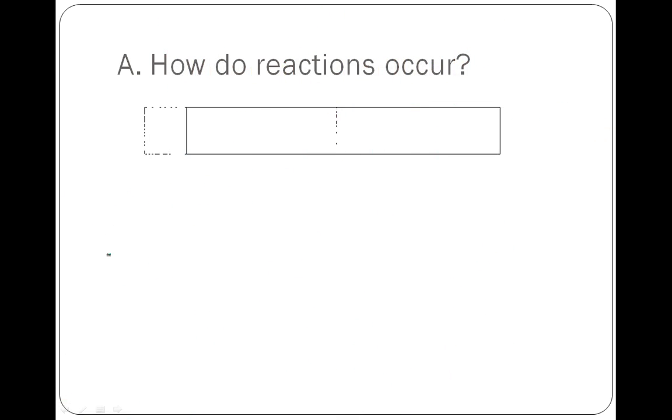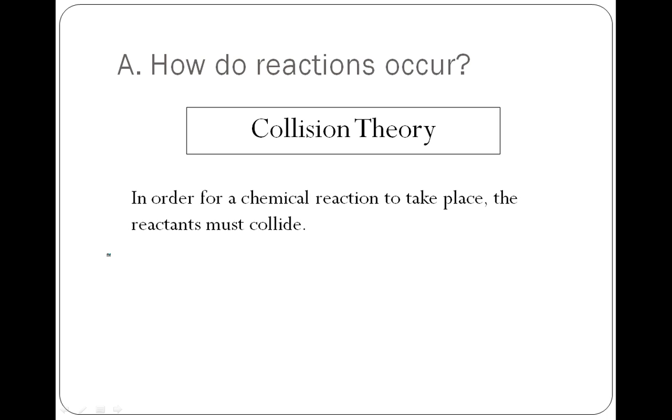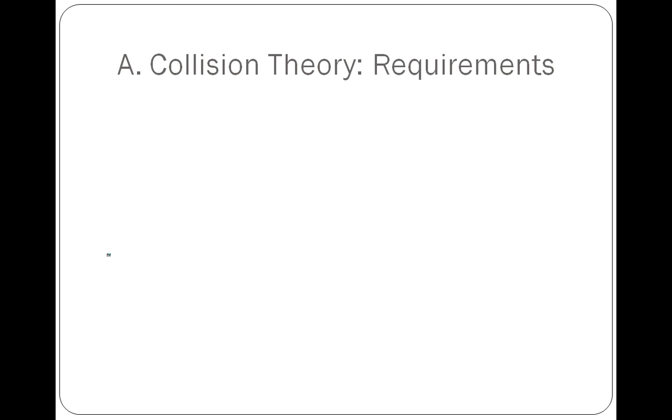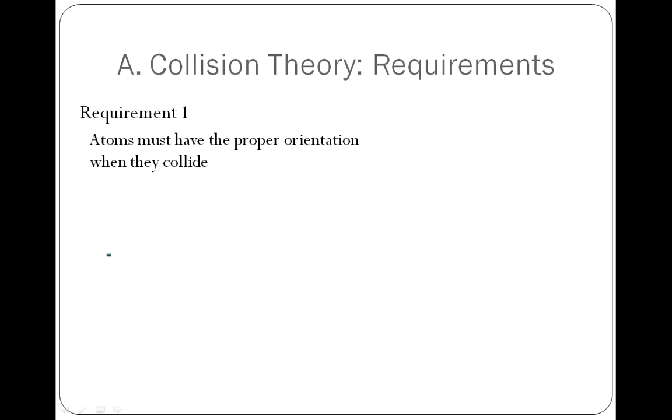Boom, it involves collisions. Basically what it says is that in order for a reaction to take place, the reactants have to collide. You can't get things to react if they never come in contact. Specifically though, there's two different things that the collision must include. Requirement one is that the atoms, or the molecules when they collide, have to have the right orientation.